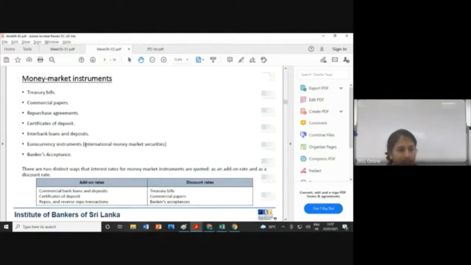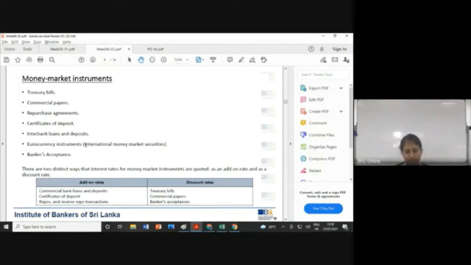Now we are going to move into money market instruments. Throughout this topic, we are going to study 7 money market instruments. We are going to start off with the main instrument being treasury bills. Then you have commercial papers, repurchase agreements, certificates of deposit, interbank loans and deposits, euro currency instruments, and finally bankers acceptance.